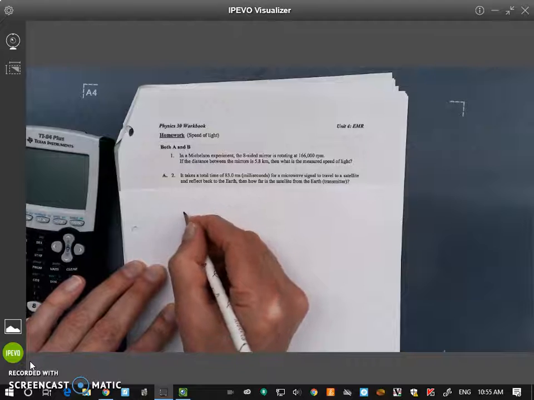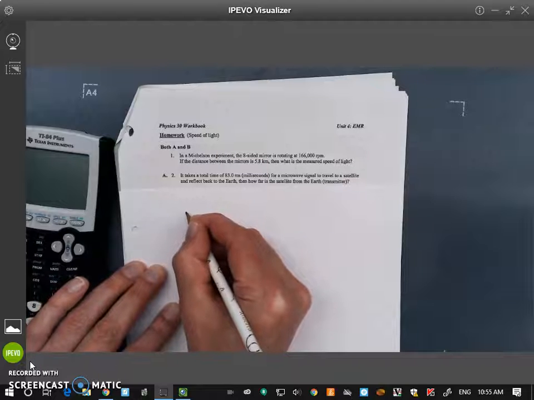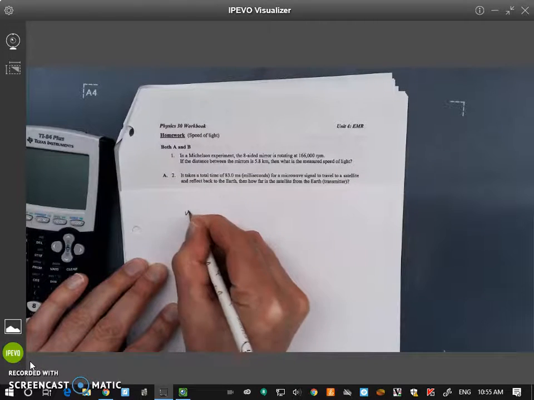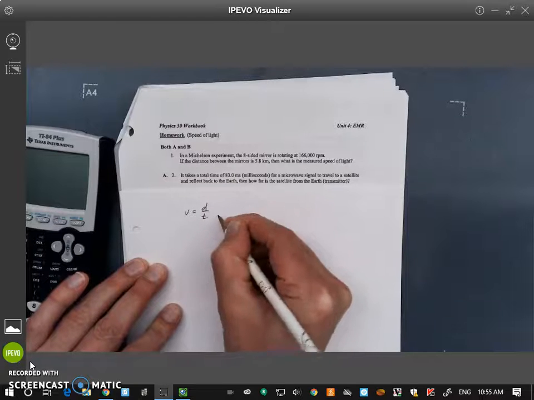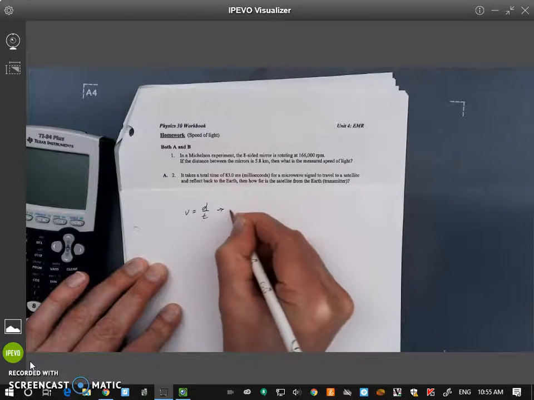So the equation that we're going to be using, well, there's a few equations. The first equation that we'll use is the idea that speed is distance over time. Here, if we're talking about the speed of light, we substitute in c.